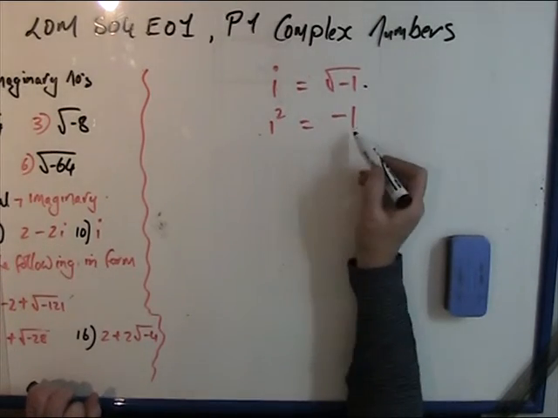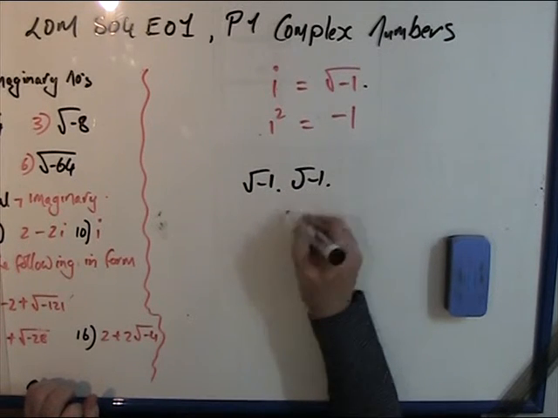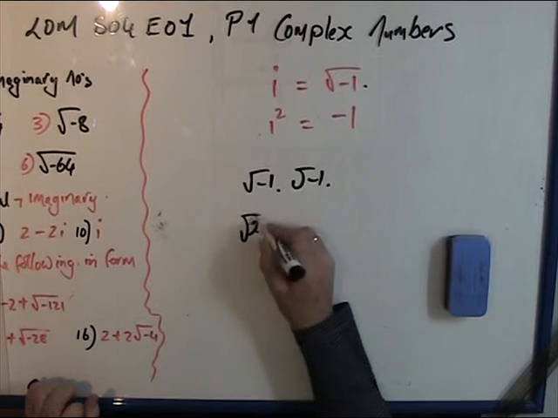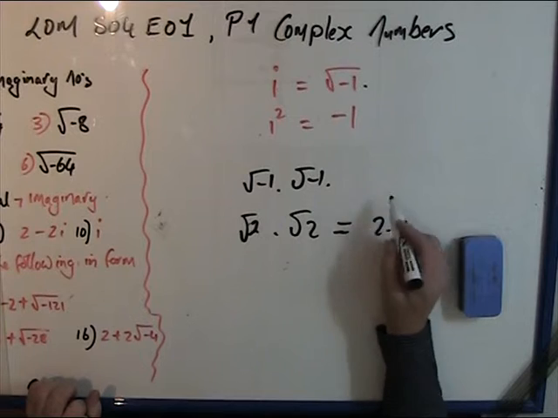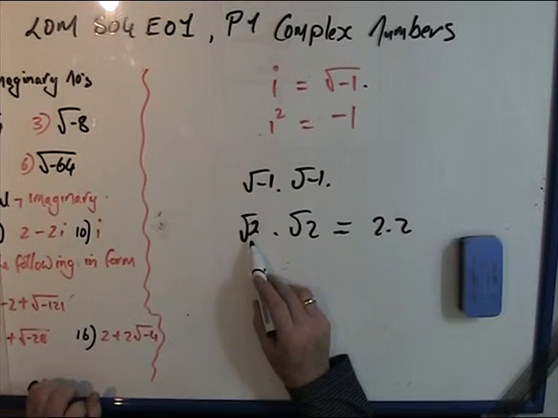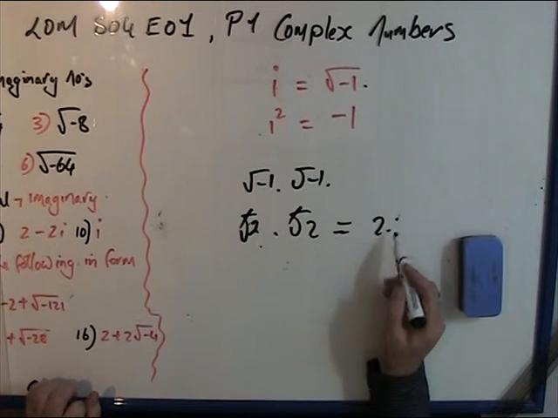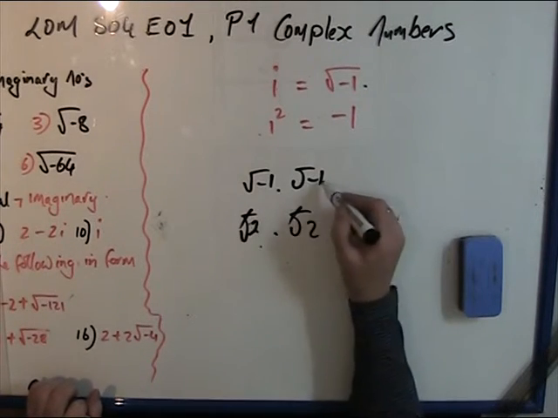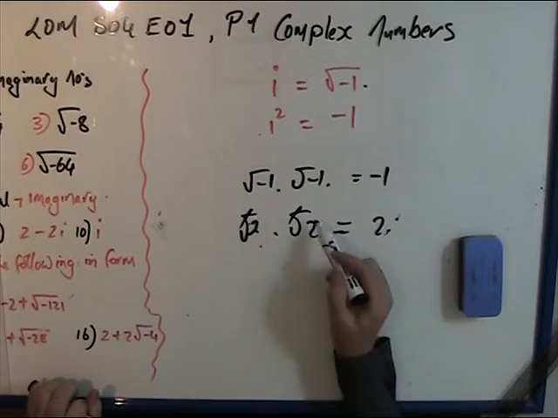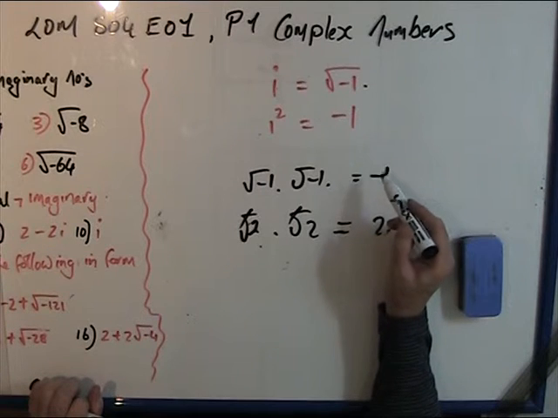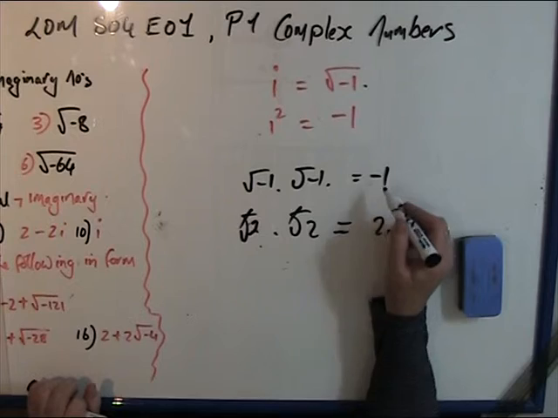So remember, i squared is equal to minus 1. That's the same as the square root of minus 1 times the square root of minus 1. Well, the square root of 2 times the square root of 2 is the same as 2 times 2. Do you understand what I'm saying here? So you're cancelling the squares. You see, the square root of 2 squared is equal to 2, and this is equal to minus 1. So the square root of minus 1 times the square root of minus 1, they cancel out and you're left with minus 1.